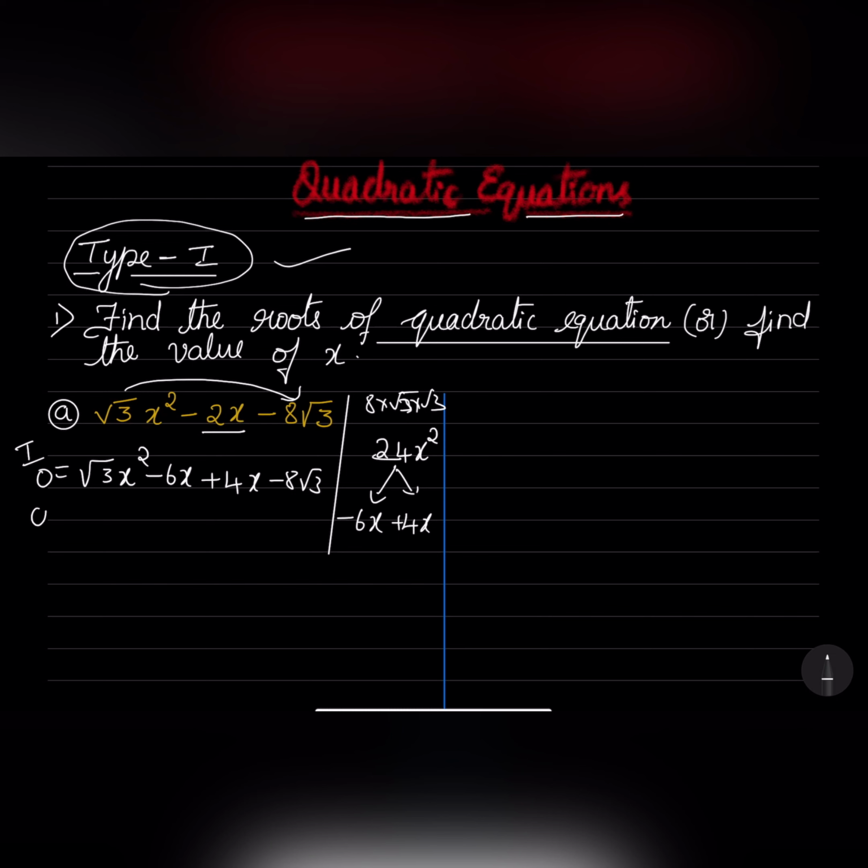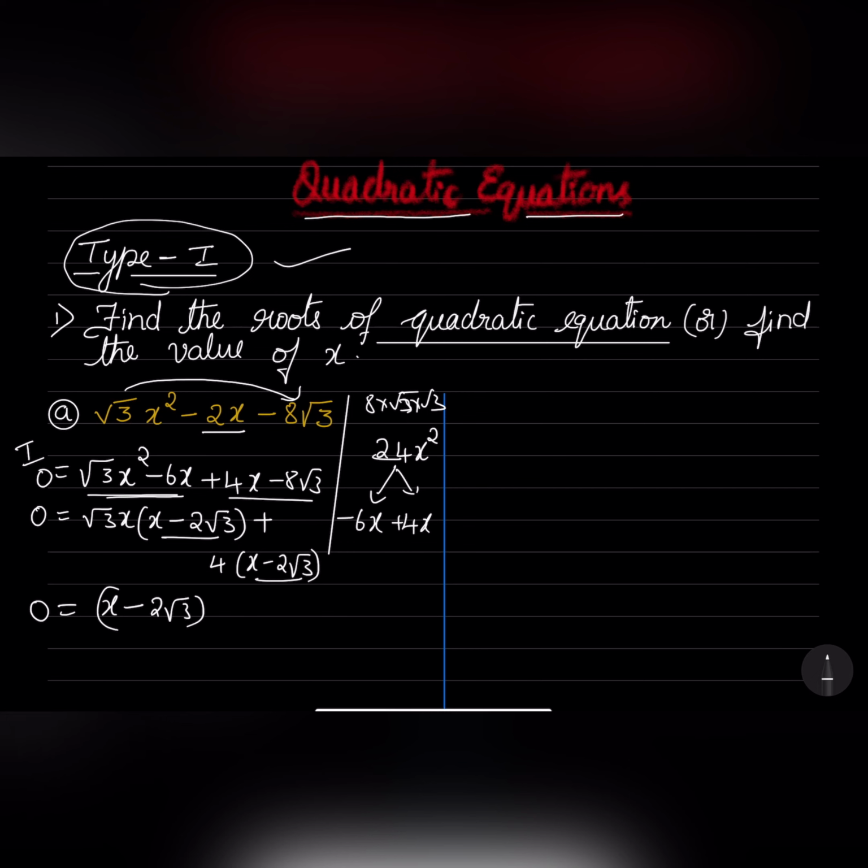So now let us group the terms. The common term in the first group is root 3x, and we are left with x minus 2 root 3, plus the common term here is 4 into x minus 2 root 3. And if we look at the common factor here, it is x minus 2 root 3, into root 3x plus 4.